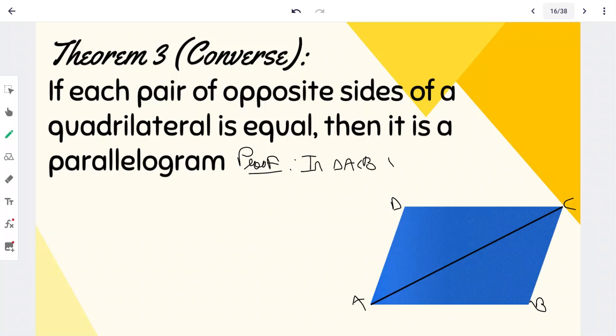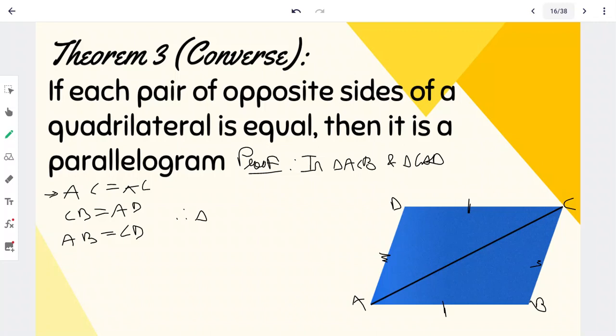Triangle ACB and triangle CAD. Find the things in common. First one, AC is equal to AC, that is the common side. CB is equal to AD and AB is equal to CD, correct? Because they are the opposite sides, and opposite sides are equal. That's given to us in the question. So we can say that triangle ACB is congruent to triangle CAD by SSS congruence criteria.